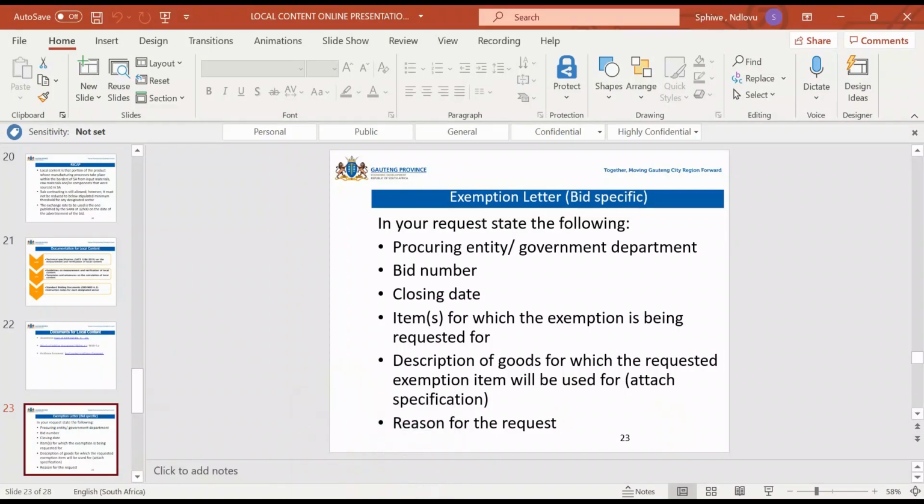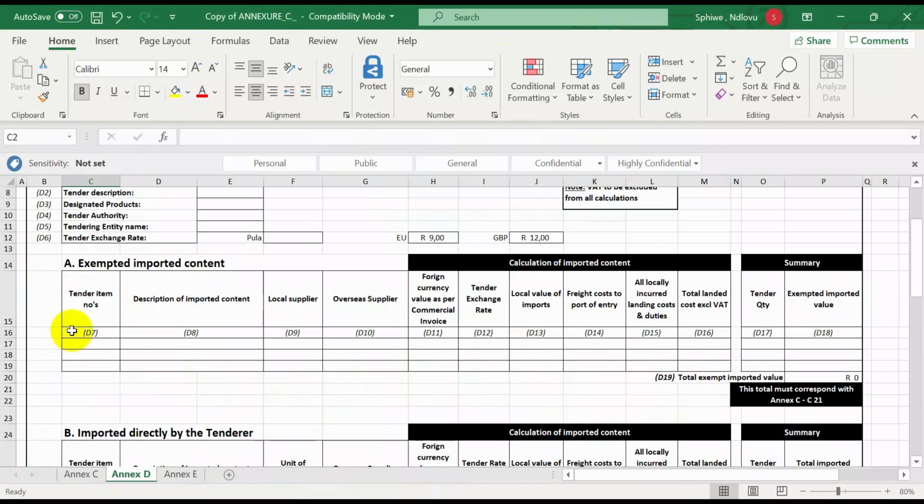Let me go back to the annexures. So you will put there the tender item number 1. Description of imported content is the polyester material, 100% polyester material. Local supplier, this you only put in the case whereby you know that, for example, much as you are so used to getting this material from Pure, there's also a Figile Pty Ltd that is actually keeping this material. However, you know for a fact that Figile is not keeping locally manufactured material, she's actually importing. Therefore, Figile will be your local supplier, and this is the overseas supplier of Figile.